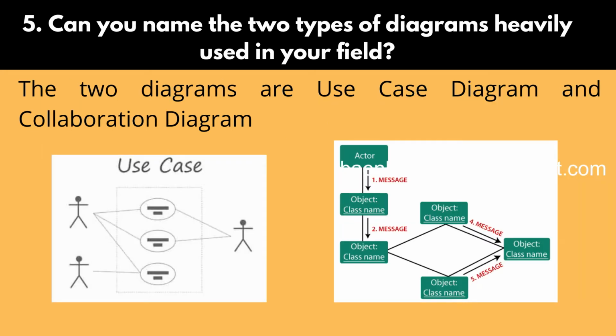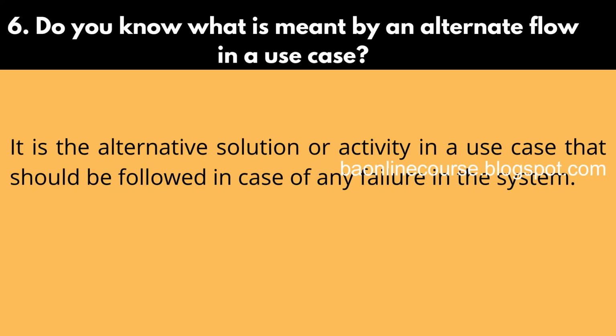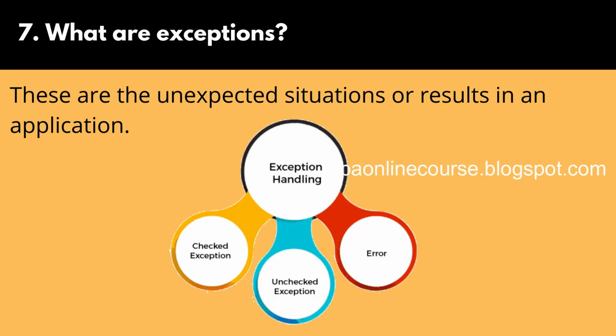Next, question number 5. Can you name the 2 types of diagrams heavily used in your field? The 2 diagrams are use case diagram and collaboration diagram. Next, question number 6. Do you know what is meant by an alternate flow in a use case? It is the alternative solution or activity in a use case that should be followed in case of any failure in the system. Next, question number 7. What are exceptions? These are the unexpected situations or results in an application.